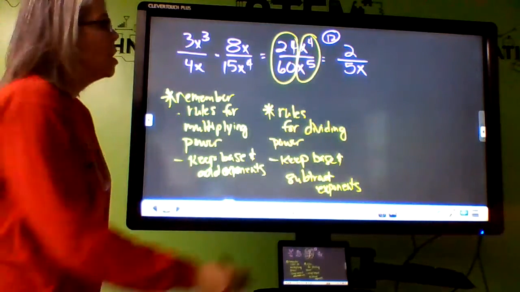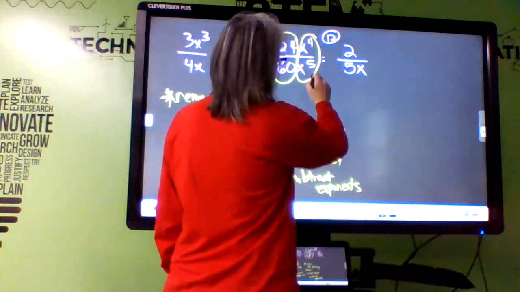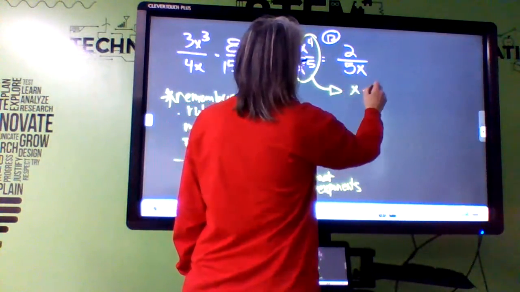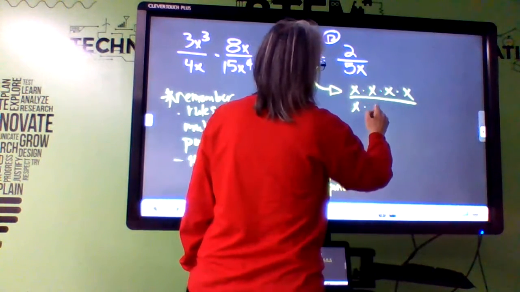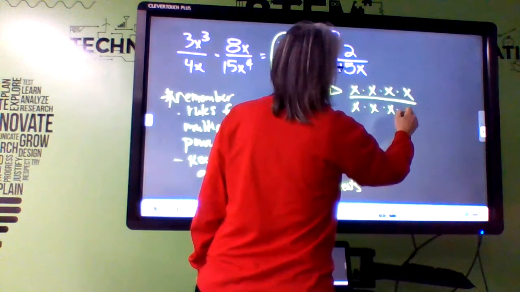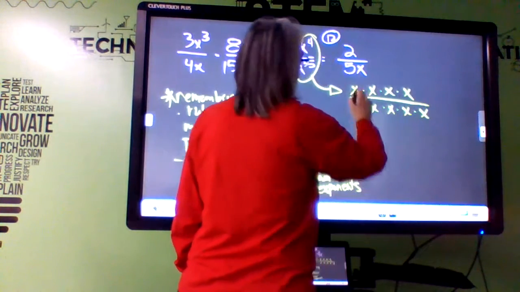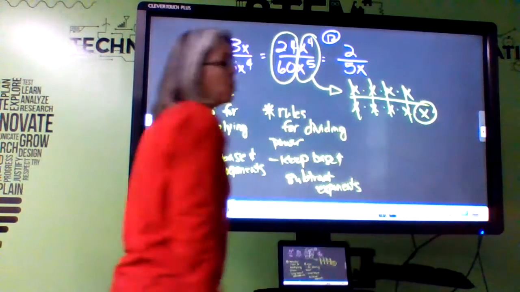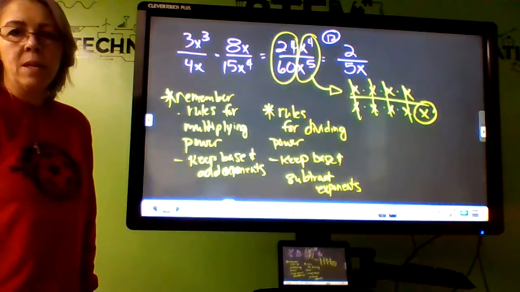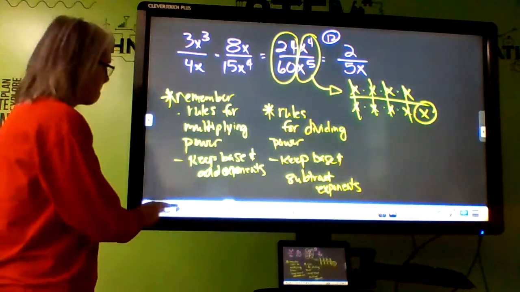Or you can say you have x times x times x times x divided by x times x times x times x times x, right? Then we know that these 4 can cancel. We're left with 1x in the denominator, okay?